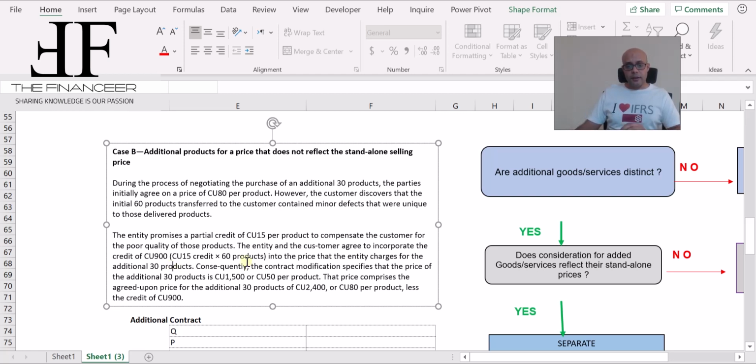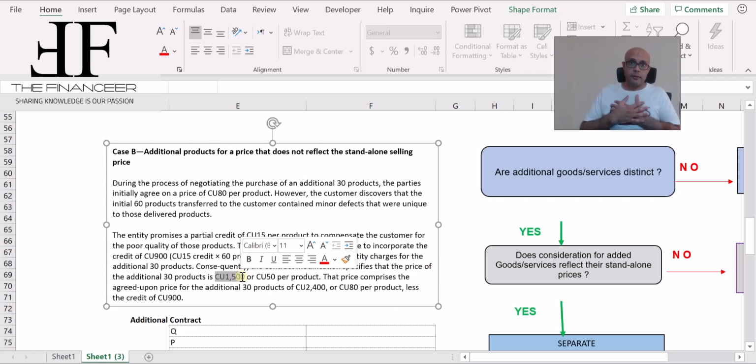And for that, the contract modification specifies that the price of the additional 30 products is $1,500. From where does this 1,500 come? Actually, the price of the additional products was 80, and this was 30 units. So 80 times 30 units equals 2,400. And because the company is going to give the customer a $900 credit, or reduction of this value, the final price will be 1,500. So this is the case.